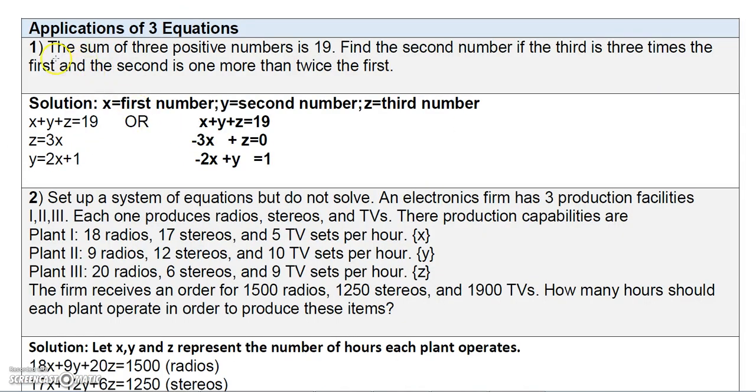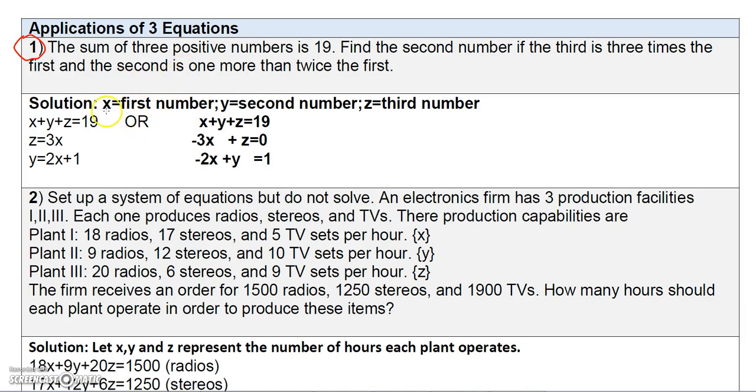Okay, I'm going to solve this first one. This is an application of 3 equations. This says the sum of 3 positive numbers is 19. Find the second number if the third is 3 times the first and the second is 1 more than twice the first. So I'll take that back. I'm actually not going to solve these. I'm actually just going to set these up.